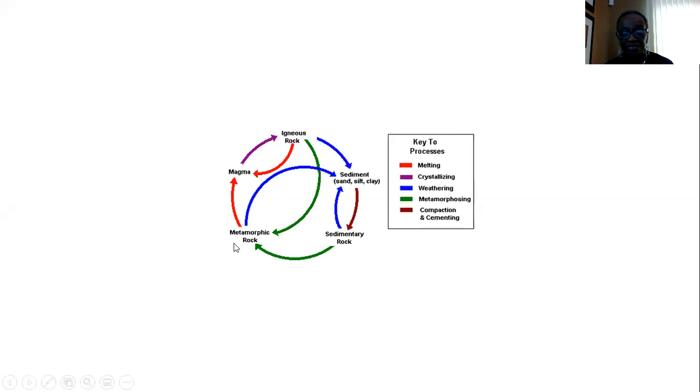Metamorphic rock, broken up into sediments, little pieces, and those sediments can become sedimentary rocks. Okay, so now we have reviewed quickly the three types of rocks: igneous, sedimentary, metamorphic. And then we talked about metamorphic rocks in detail. And then that led us to the rock cycle.